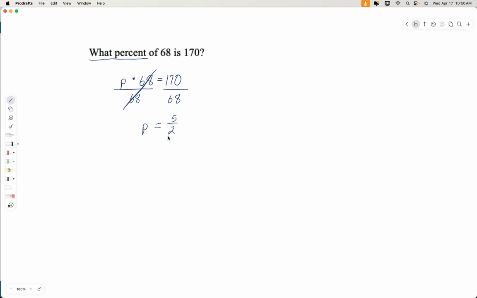We would get 5 over 2, which is the same thing as 2.5. So the percent is 5 over 2, which we said was 2.5. So the percent here, we need to multiply this times 100 to find the percent, because P tells us what format it has to be in. So we multiply this by 100, we get 250, and that allows us to put the percent symbol on the end. So the answer is 250%.